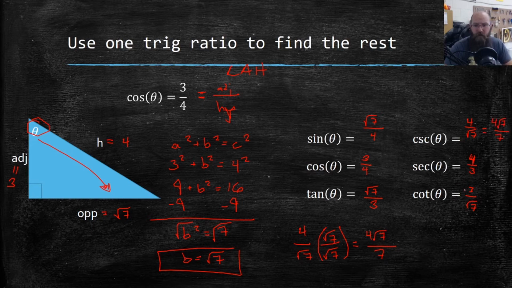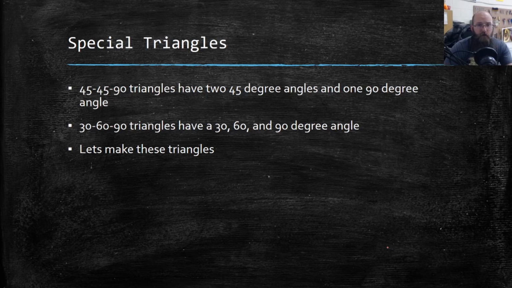A similar thing is going to happen now with cotangent, right? So I end up with 3 square root of 7 over a normal 7. Cool. You ready? Let's go on to the next one. All right. We have some special triangles.